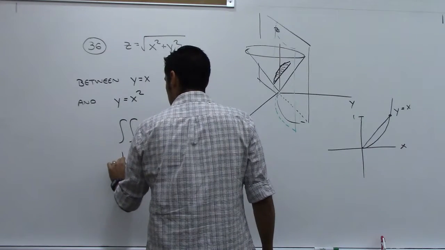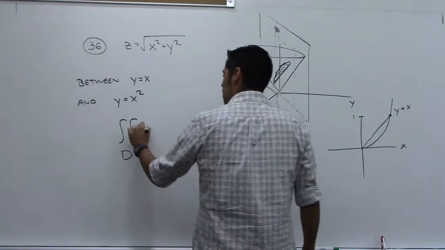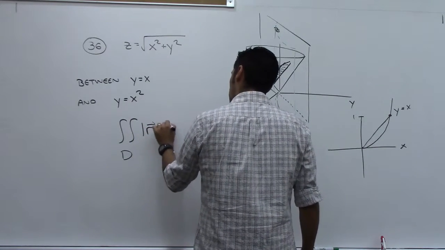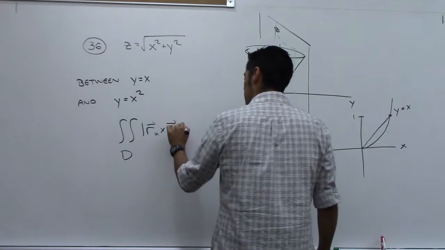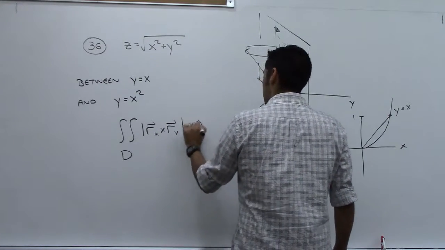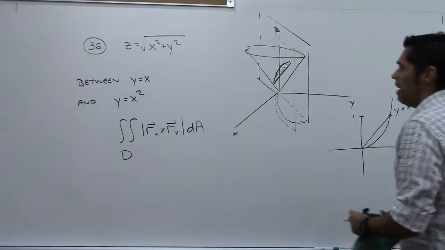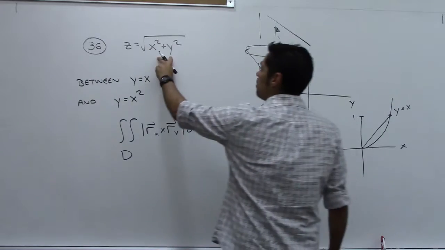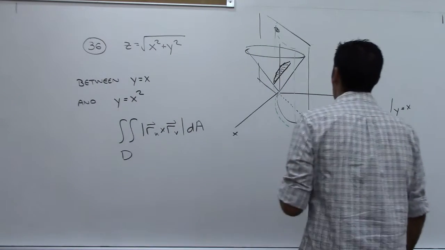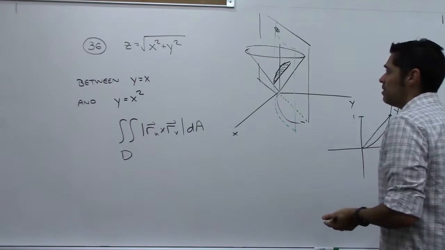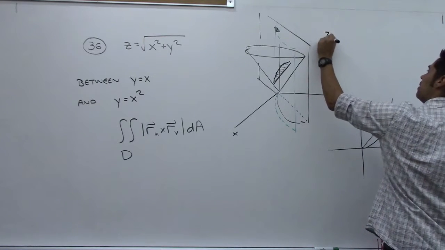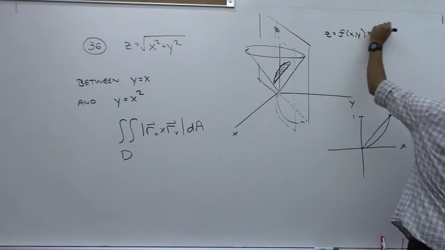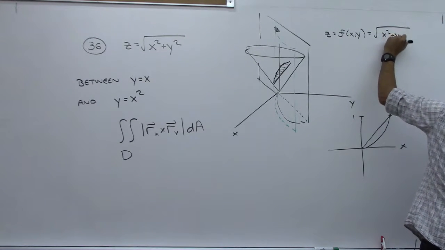All right, well, what we know is that we're going to have to find the double integral over D of the magnitude of r_u cross r_v, the partial of r with respect to v, dA. But the surface we have is actually written in terms of two variables. So z is in terms of x and y. So this is that special case. I know that z equals f of x, y equals the square root of x squared plus y squared.